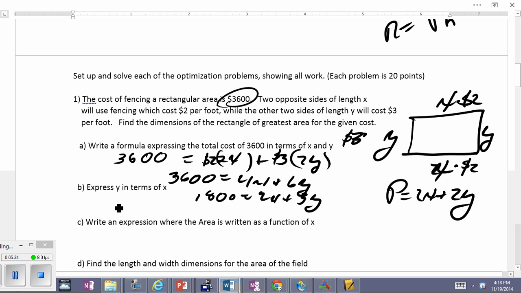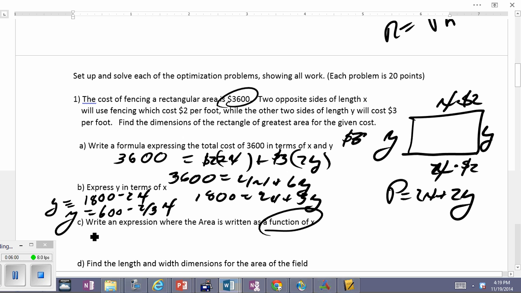And now they're asking you to express y in terms of x. So we get 3y is equal to 1800 minus 2x, and therefore y is equal to 600 minus 2/3 x. Okay, write an expression for the area as a function of x.